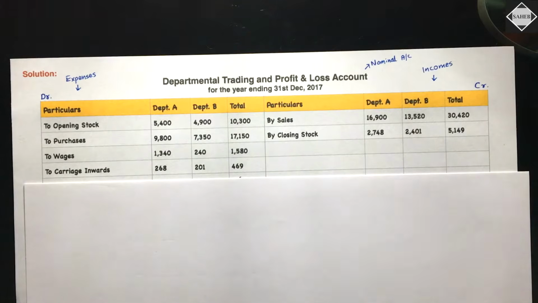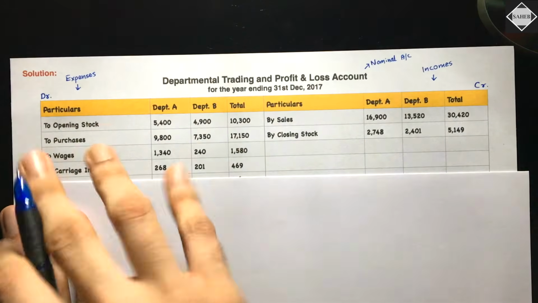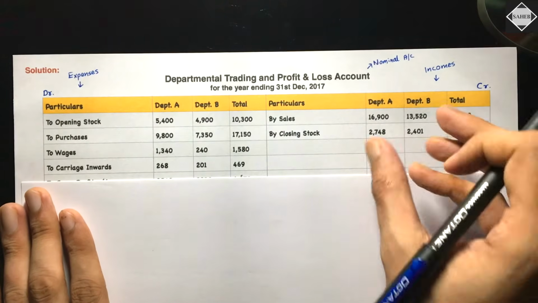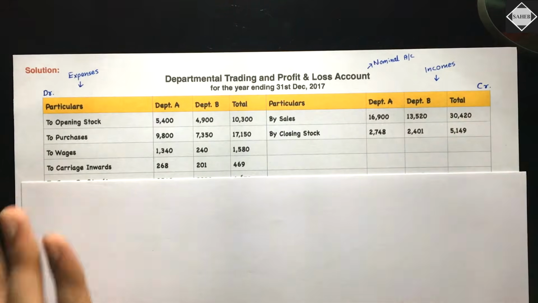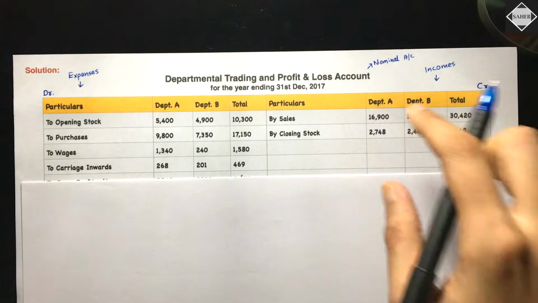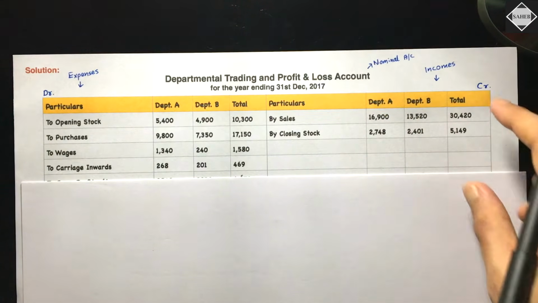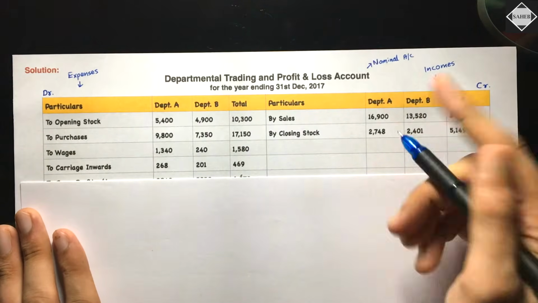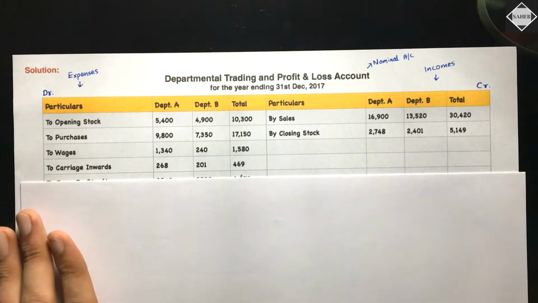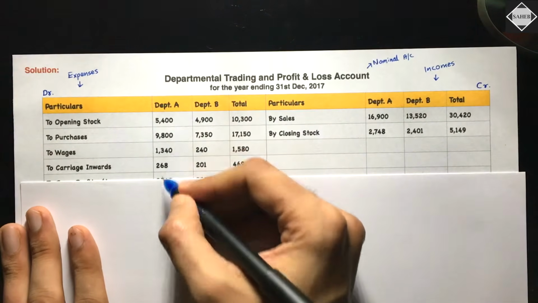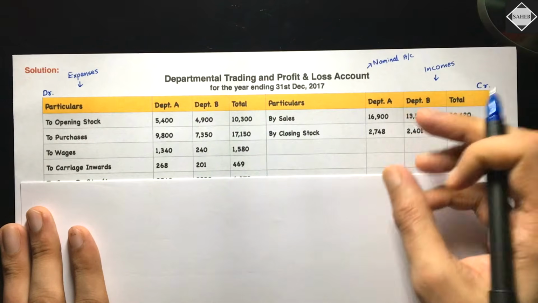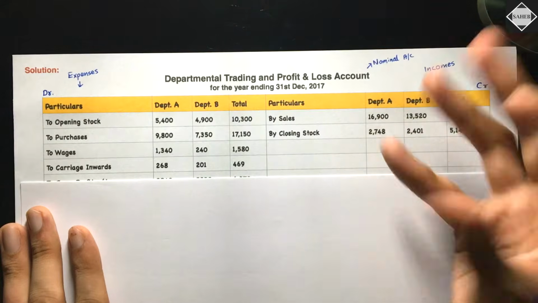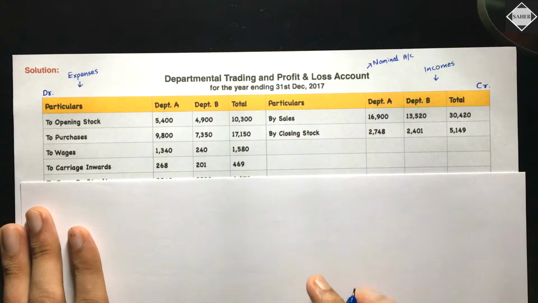Okay, so now you have to calculate whether we have gross profit or gross loss. See, it's really simple. In this question, the credit side is bigger. Now understand, separately by department you have to calculate, not total. You can't see the total. You will take department A, add up 16,900 plus 2,748, and then you will add up the other side also, and you will find which side is bigger. Now in this question, department A, the credit side is bigger. So incomes are more than the expenses, so obviously there is a gross profit.